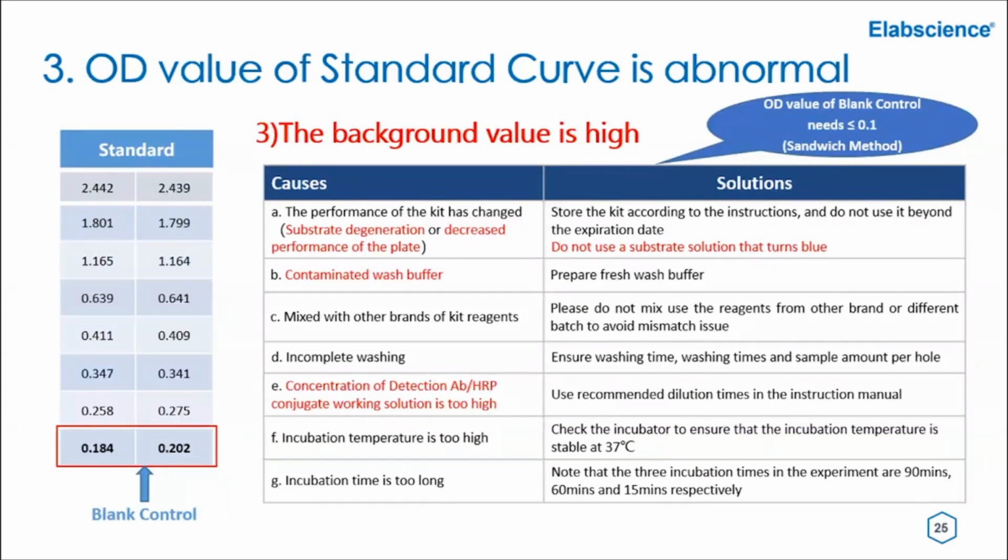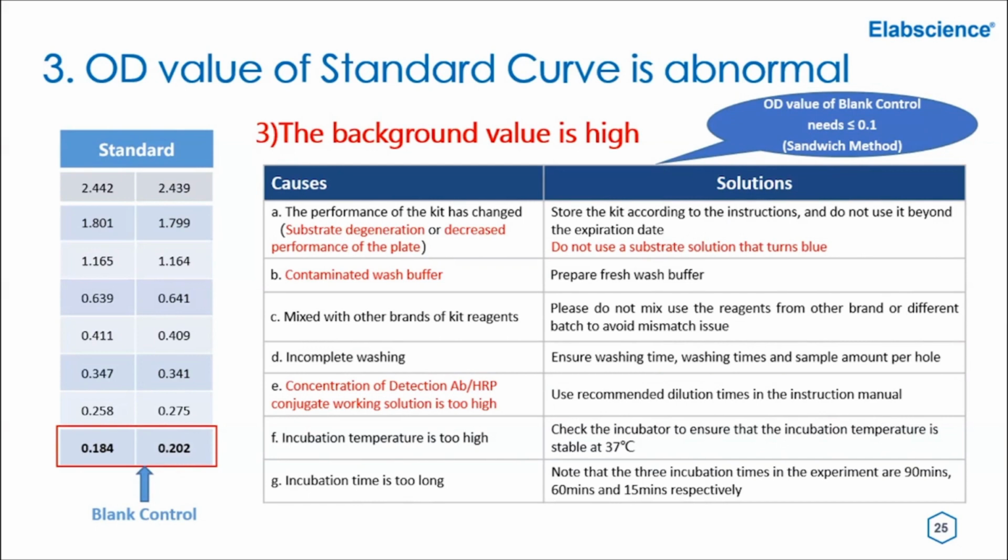And the other kind, of course, is experimental operation problems, listed as B to G. For example, using contaminated wash buffer, and the concentration of detection antibody or HRP conjugate working solution being too high because of wrong dilution.